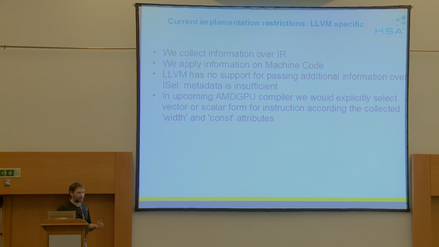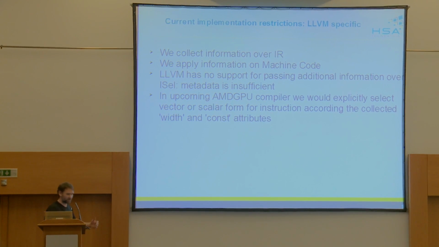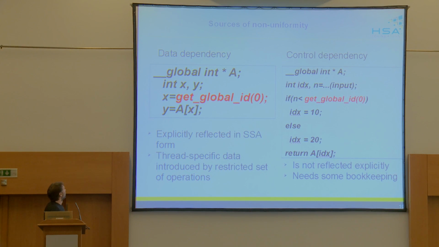Currently, LLVM has no convenient means to pass user-defined metadata through instruction selection. So we can only pass these attributes for memory instructions, because they have a memory operand and the specific metadata. We use this metadata to pass uniformity attributes to the machine code. That's why, in the current implementation, we cannot scalarize any instruction, just loads, because the most resource-consuming, time-consuming operation is vector loads.